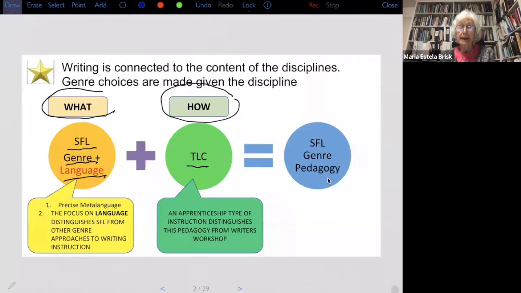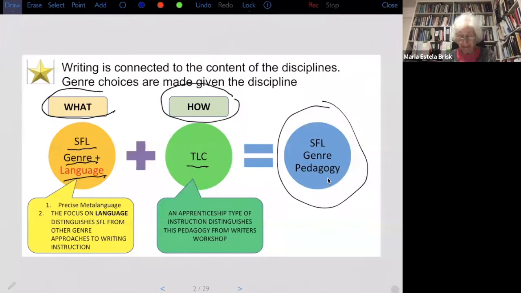And the approach is what I call an apprentice approach to teaching writing. So it's very Vygotskian in form, and the students are really scaffolded by experts in the process of learning writing. And together these two make what is called the SFL pedagogy.